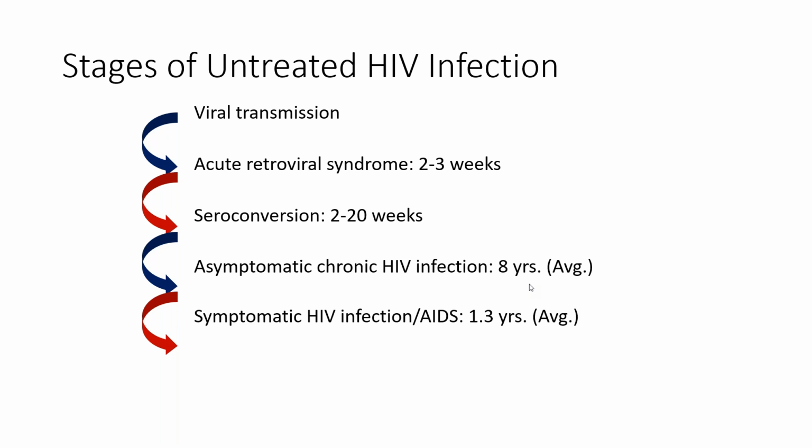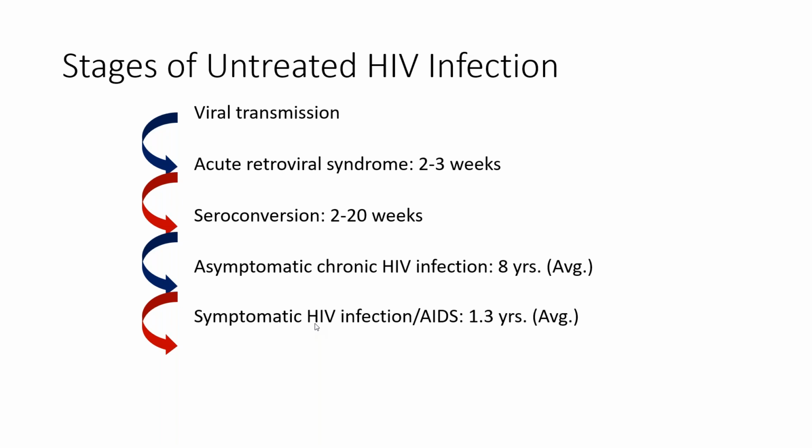Once that happens, and once the virus breaks away from the control of the immune system or the immune response of the body, it will then cause severe immunosuppression, and this immunosuppression will then produce all the clinical manifestations of symptomatic HIV infection.